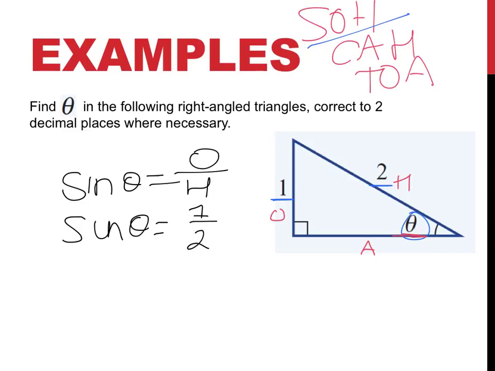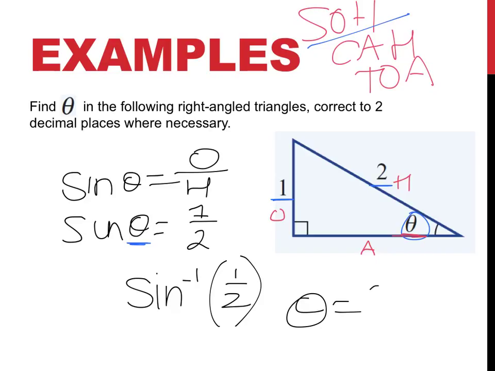Then we need to use the calculator. This is the thing that's still missing in my equation, the actual angle. In order to find out what the actual angle is, we need to use the button that says sine to the -1. We'll put in brackets a half. If I put that in, I get an answer of 30 degrees. And if I'm looking to find theta, it's going to be 30 degrees.